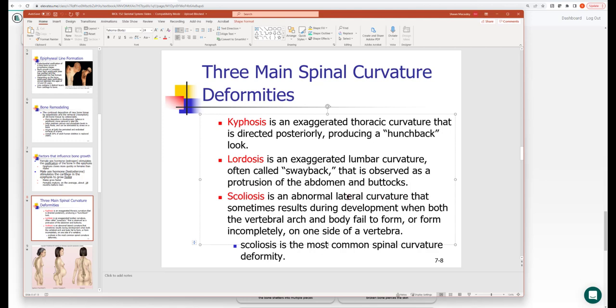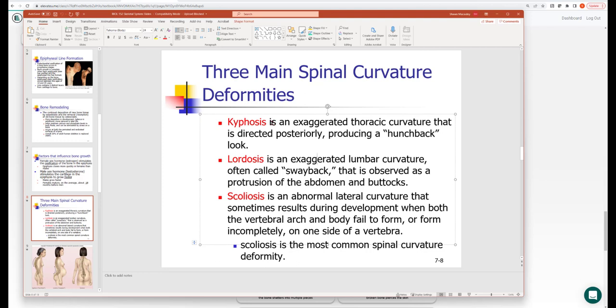Scoliosis is an abnormal lateral curvature. Basically, the vertebrae are growing faster, if you will, than the height. This is more common in young women, and I'll show you a picture of this in a moment, but this is a lateral curvature of the spinal column, the vertebral column. Then, lordosis is an exaggerated lumbar curvature. This is in the lower back, in the lumbar region, and oftentimes called sway back, and this is most commonly seen in pregnancy and in obesity. Right, there's a lot of pressure put on the lower back, and I'll show that to you in a moment.